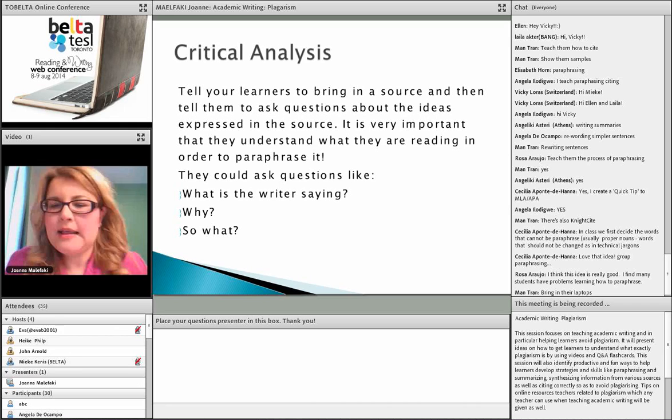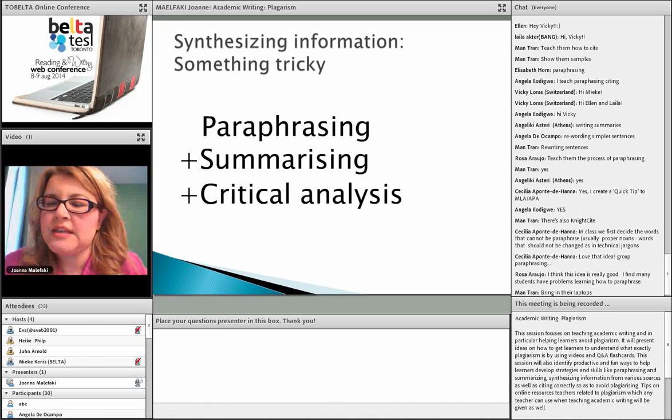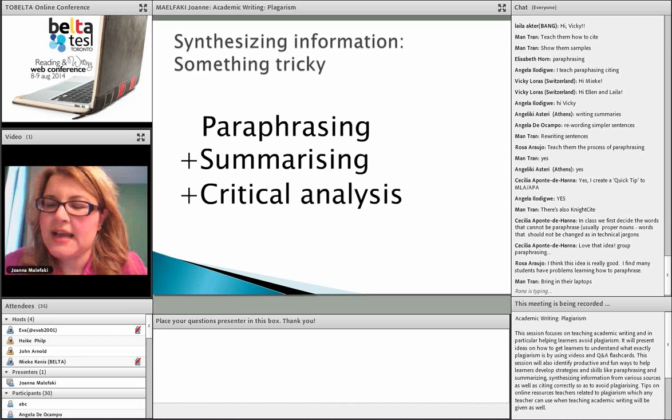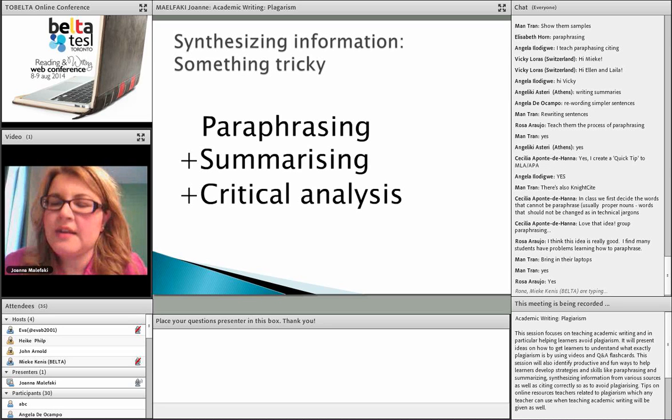The next thing I think is really important, and I think this is probably the hardest activity when you're talking about academic writing and when you want to get your learners to use sources, is synthesizing information. Do you agree? Do you think that synthesizing information is extremely difficult? Not just paraphrasing and summarizing and using sources, but combining sources in academic writing. Can I see? Yes. So what do the people here think?